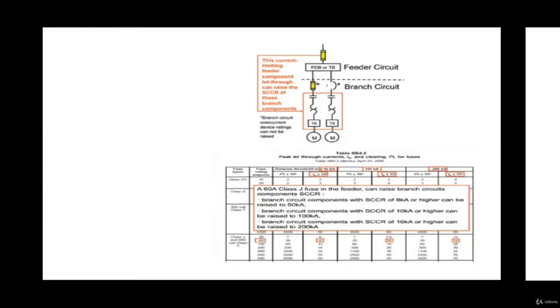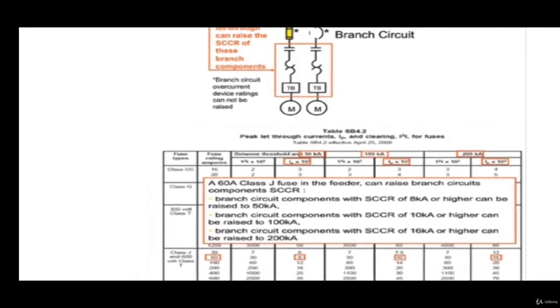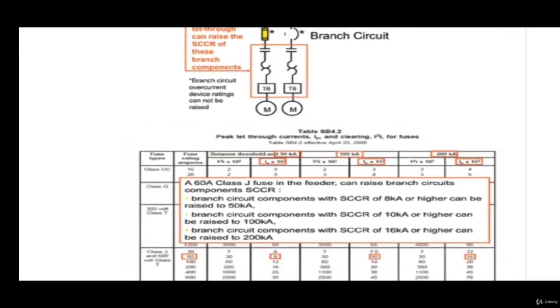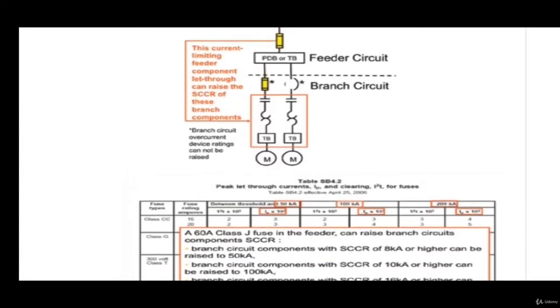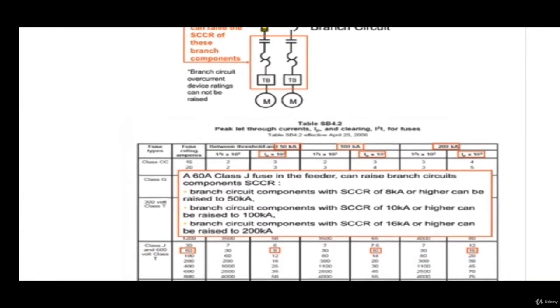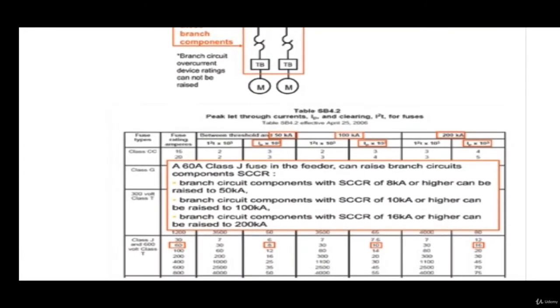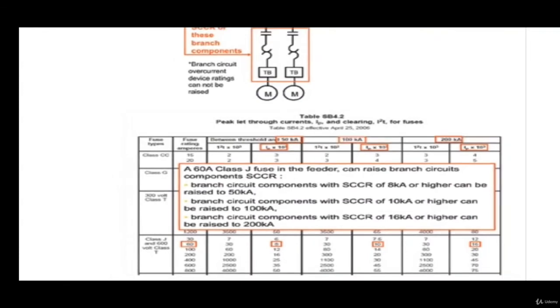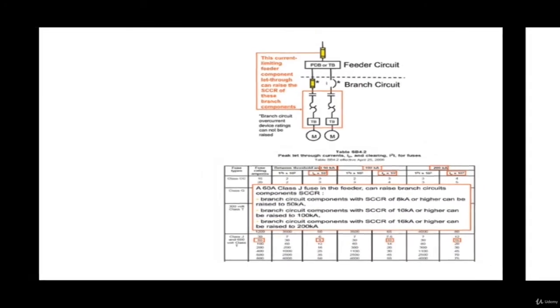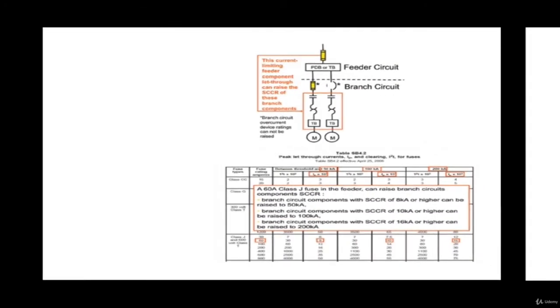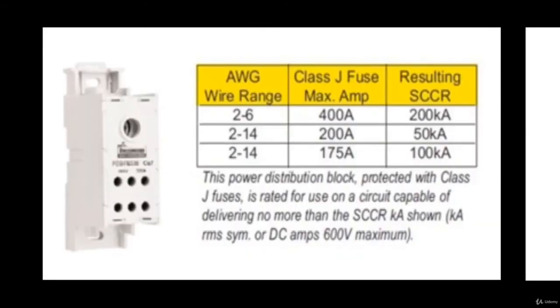So this is the example with a feeder circuit. There is a minimum and maximum value which your components can withstand, or you have one minimum and maximum value for your whole system. This is a feeder circuit and there is a branch circuit. In the branch circuit, you can see there are various fuses you can select, like a minimum value of 8k or higher, which can be raised to 50k, or in the branch circuit you can take 10k to a maximum of 100k. So according to your application you have a minimum and maximum value of SSCR, and according to that you can take your SSCR value.